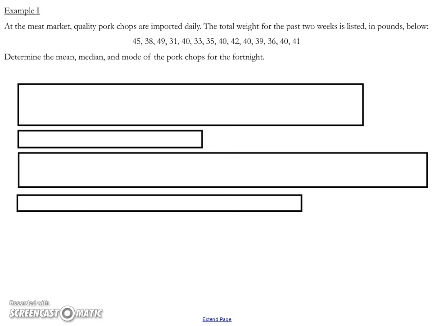So in example 1, we are told, at the meat market, quality pork chops are imported daily. The total weight for the past 2 weeks is listed in pounds below. So we have a bunch of raw data. What we've got right here is all raw data. This is data that is unorganized, and we can't really do anything with it. If we're using the calculator, we don't need to worry about organizing it.